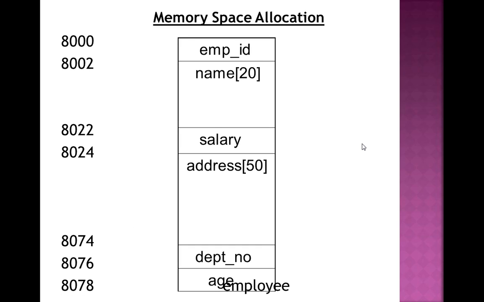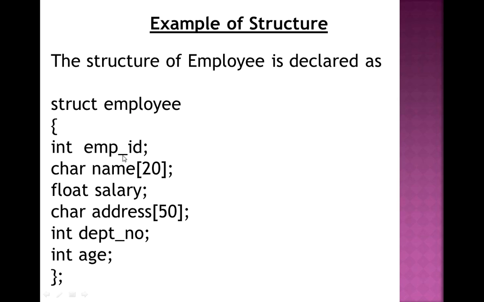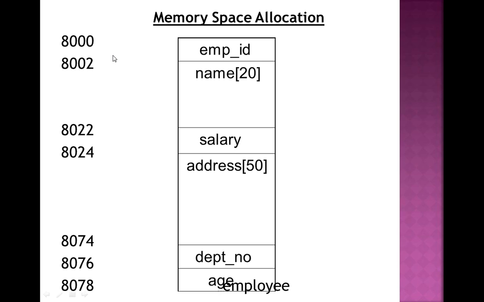This is the memory location, how we can store the structure within the memory. First one is your employee ID. This is stored at 8000. As I told you, it takes how many bytes? 2 bytes. This takes 2 bytes, that is from 8000 to 8002. This is a difference of 2 bytes.